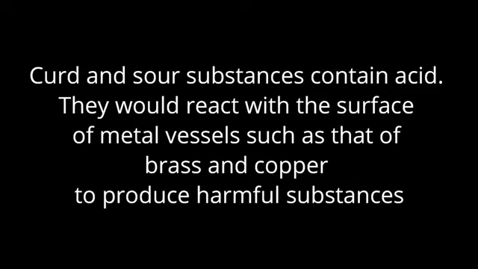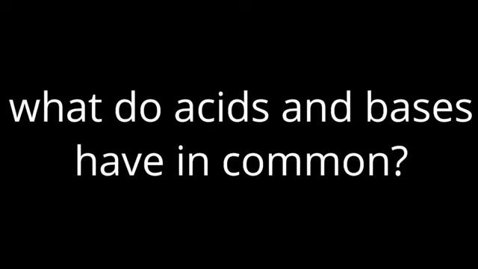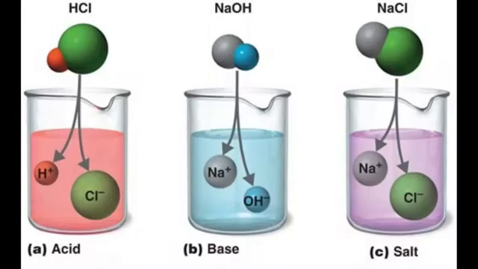Now what do all acids and bases have in common? Both acids and bases are electrolytes, which means that they are good conductors of electricity. Acids and bases both produce ions in water solution, which we will study later in detail. But just remember that acid releases hydrogen ions in water and base releases hydroxide ion, which is the OH minus ion.